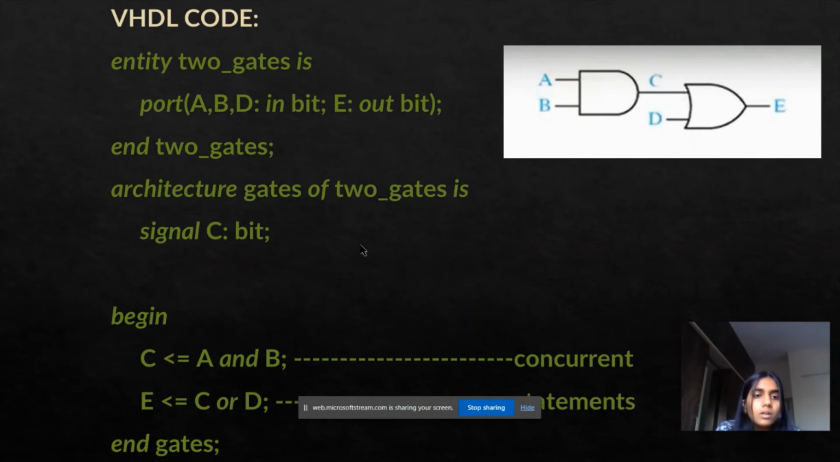Now the code lines fall under the architecture part, which is the architecture body: C less than or equal to A and B, and E less than or equal to C or D, where A and B are ANDed here and C and D are ORed here. Now these two statements are called concurrent statements, which basically means that these two statements are executed whenever the values change. Now we end the architecture, so end gates, which is the name of the architecture.